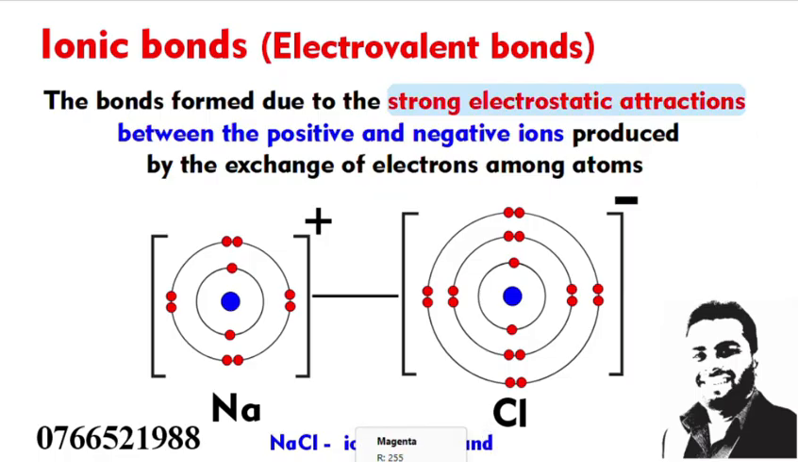We say ionic compound. So sodium, for example, will donate 1 electron and become a sodium ion, a positively charged ion or cation. Chlorine gains 1 electron and becomes a chloride ion, a negative ion. So negative and positive charges attract each other and make a compound called an ionic compound.